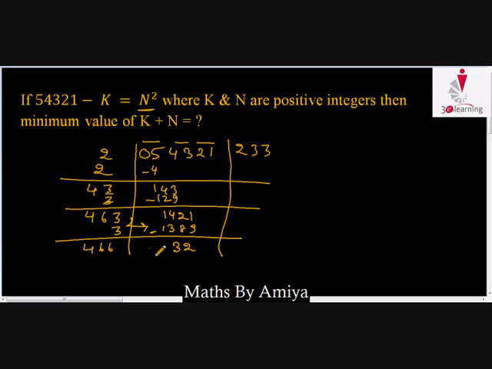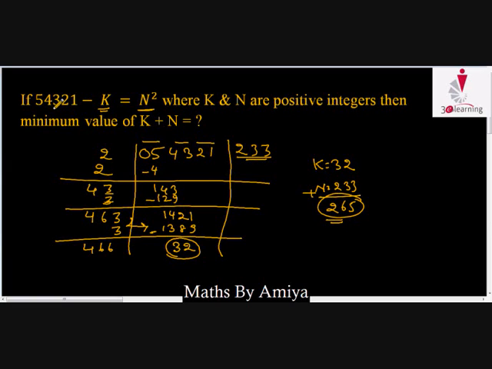So if we have to subtract anything, we need to subtract 32. So k is nothing but 32, and n square is 233 square. n is 233, and we have to find the minimum value. So add both, we'll get 265. 265 is the minimum value of k plus n. I hope it is clear.